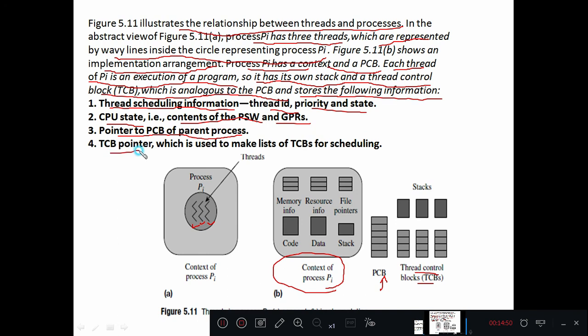And the last one, TCB pointer, which is used to make a list of TCBs for scheduling, right? So even in case of PCB, we had a PCB pointer, like that we have a TCB pointer in case of threads, right? Which is used to make the list of TCBs for scheduling. Okay, so whatever content is associated with the process, the same fields you can observe in case of threads.